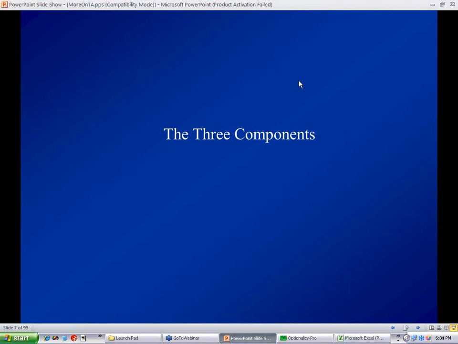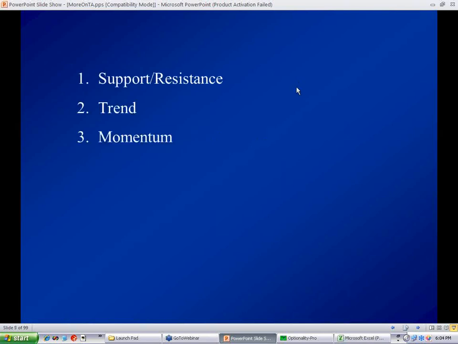So, the three components, as discussed in the last session. All technical analysis, no matter how complex it looks, no matter how spiderweb the example charts look, there's really only three components to all of technical analysis, and they are support and resistance, trend, and momentum. Now, as stated before, there are hundreds and hundreds of combinations of these things and hundreds of ways to look at them. And that is where you get the apparent complexity. But it really comes down to these three components.